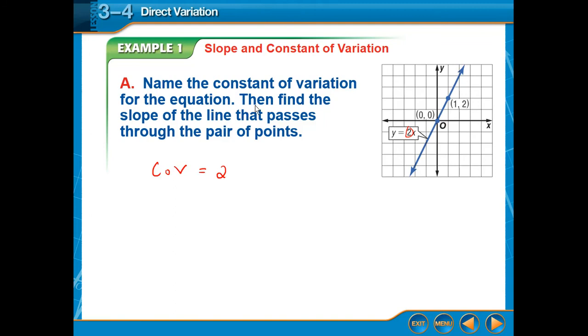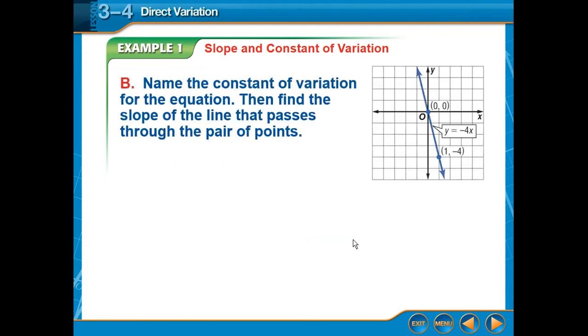And then it says to find the slope of the line that passes through the pair of points. So we learned how to do slope in the last section. So this is x1 and y1 and x2 and y2. If we're trying to find slope, slope is y2 minus y1 over x2 minus x1. So 2 minus 0 over 1 minus 0, and I get 2 over 1. And so my slope is 2. Okay, so I did those two things.